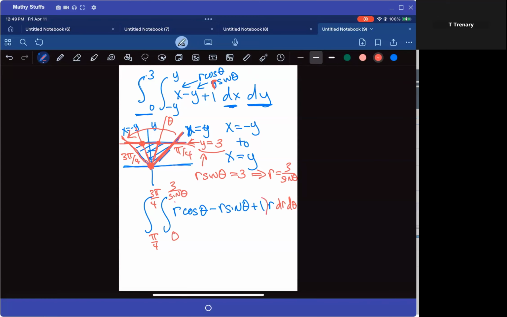So just remember a couple things. Always insert that r, or at least you need that r there. You're going to have to insert it when you do a conversion from rectangular to polar.